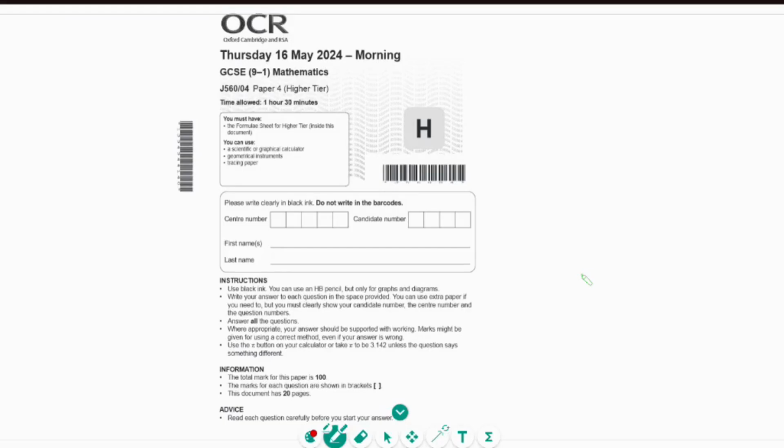This is a recording for this May 2024 OCR Paper 4 Higher Tier. Maybe print off the paper yourself, go through each question, pause me, and unpause when you're done, and you can see if your answers are correct, and if not, how to do them.